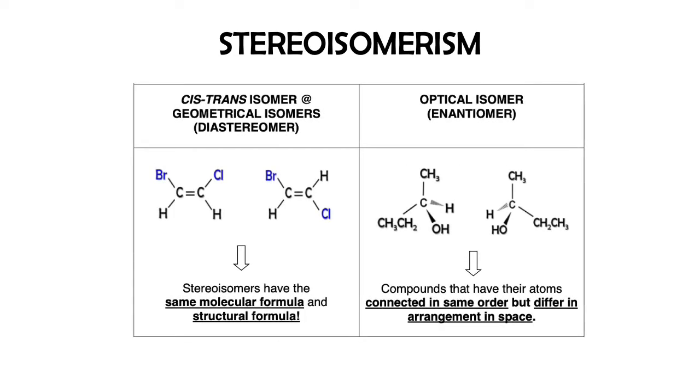Okay, dalam stereoisomerism, it is divided into two. Stereoisomerism terbahagi kepada dua, iaitu yang pertama adalah cis-trans isomer, or also known as geometrical isomers, also known as diastereoisomer. And then the other one is known as optical isomer, ataupun nama lain dia adalah enantiomer. So, untuk video ini, madam akan terangkan cis-trans isomer sahaja. Untuk optical isomer, madam akan buat video yang lain. Okay, mari kita lihat apakah itu cis-trans isomer.